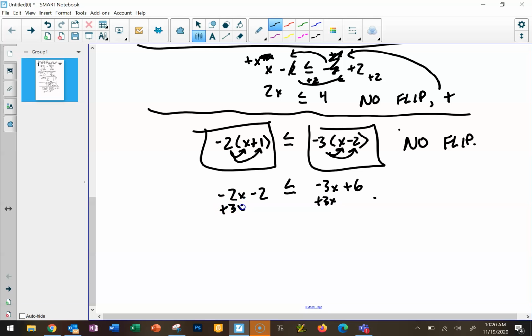So if I add 3x to both sides, I'm left with x over here minus 2 is greater than or equal to 6. Then I got to get the 2 to the other side, so I got to add 2 to both sides. That cancels this, and I'm left with x is greater than or equal to 8.